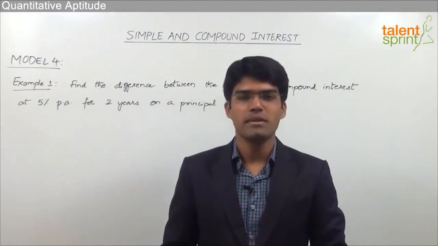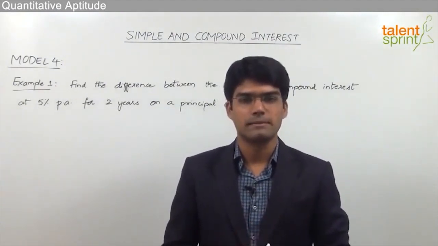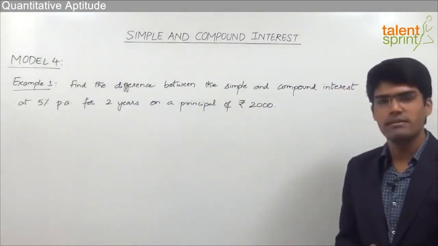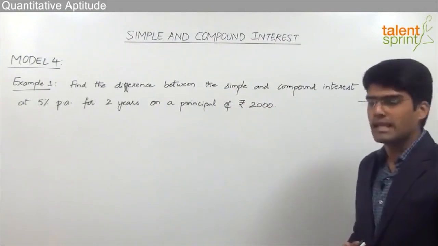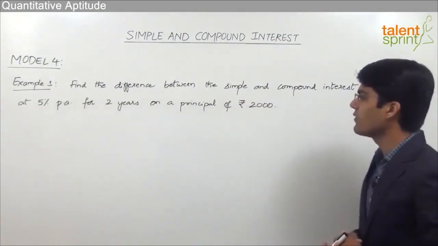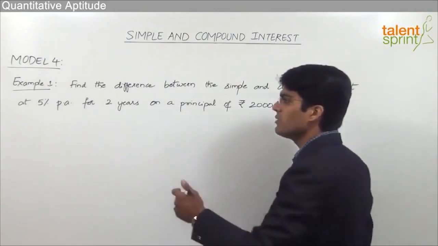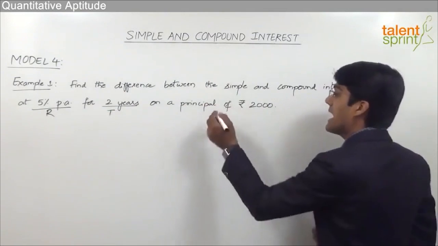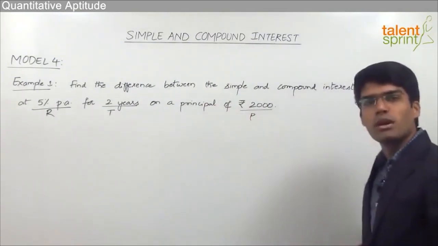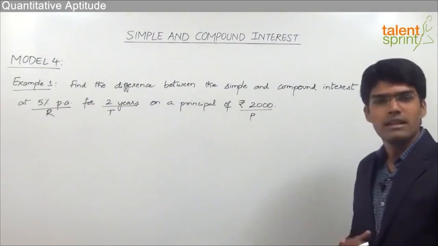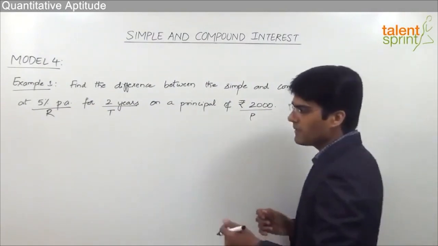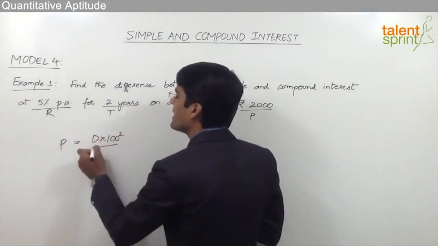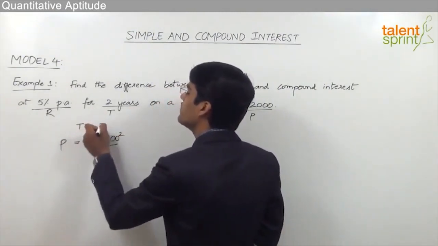Let us now take an example based on the concept of difference that we have just learned. The question here is, find the difference between simple interest and compound interest at 5% per annum for 2 years on a principal of rupees 2,000. So very clearly we know that the rate of interest is 5% per annum, time period is 2 years, and the principal amount is rupees 2,000, and we are supposed to find out the difference between the simple interest and the compound interest. As we have already discussed, the principal can be taken as d into 100 squared by r squared when the time period is equal to 2 years.